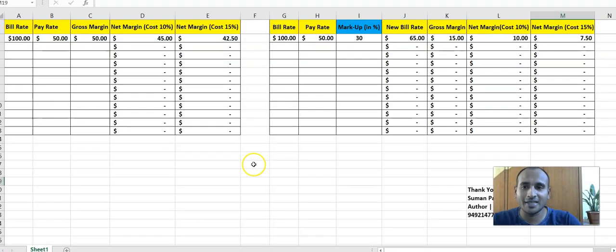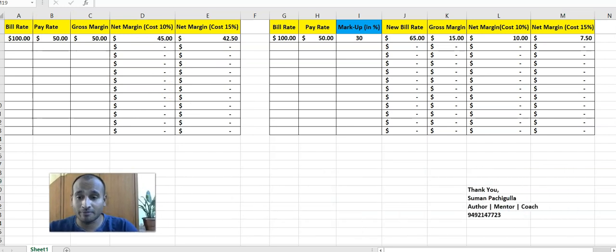Okay, so here is the Excel sheet. Are you able to see that? Awesome. Okay, and here this is for corp to corp and W2 you can work. Let me remove my image so that you can see my details here. So now if the bill rate is $100, pay rate is $50, now gross margin is 50, and with 10% burden, that is 45, and net margin is 42.